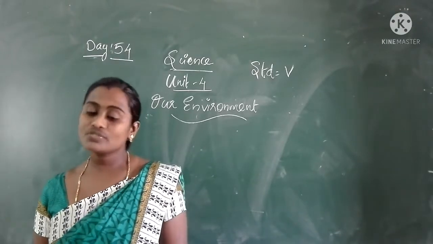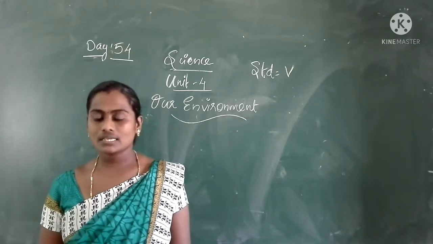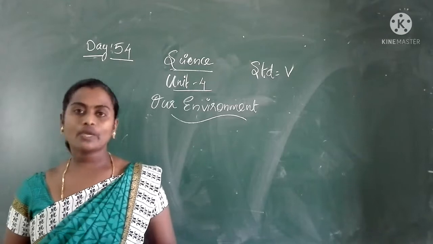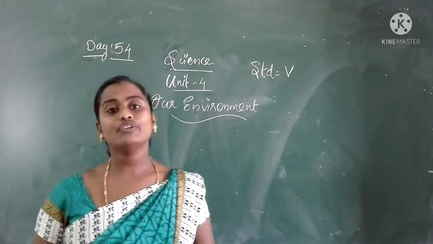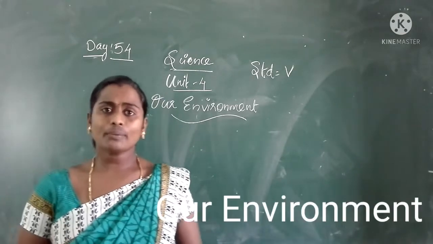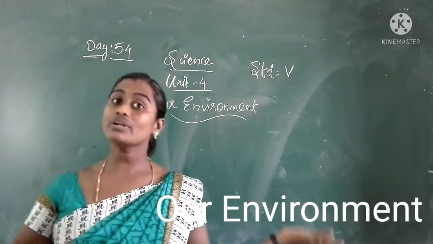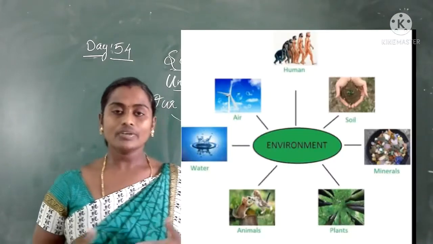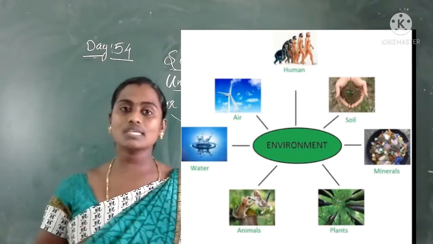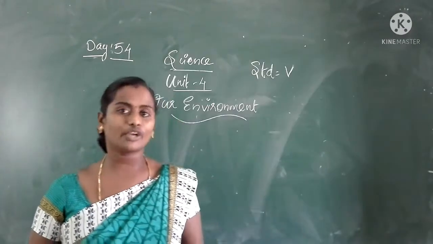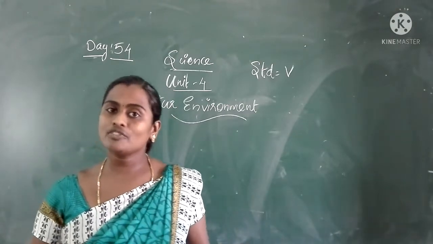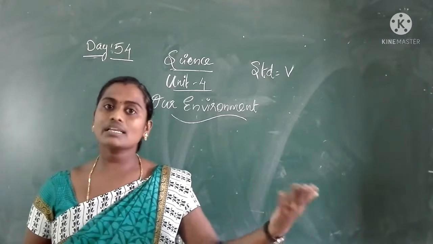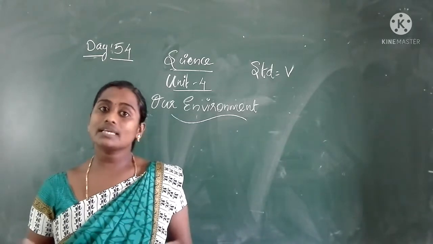So today we start with our new science class, and today we start our fourth chapter, that is our environment. What is environment? Our surroundings is commonly known as our environment. We live in a house, and the house and its surroundings are known as our environment. Wild animals live in the forest, and their surroundings is known as their environment. Fishes are living in the pond, that is their environment.